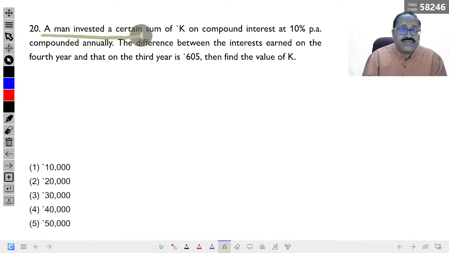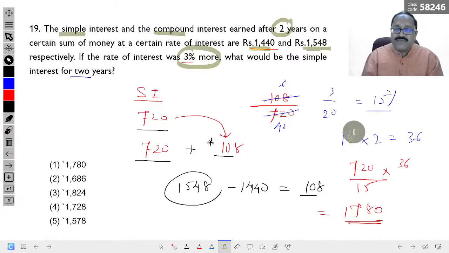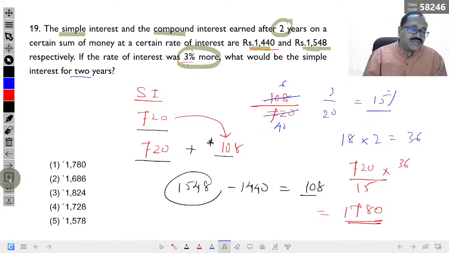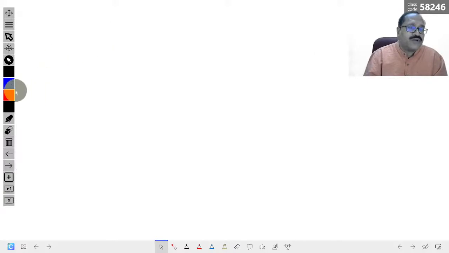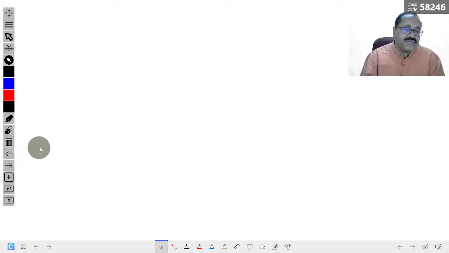A man invested a certain, okay, Pritam, how did you get 15%? Okay. प्रीतम, ये 15% हमने कहाँ से लिया है? इसको हम थोड़ी सी दूसरे स्लाइड में ले जाते हैं. आप देखिए, 2 साल के लिए, for 2 years, हमें SI दे रखा है, 1440, और CI दे रखा है, that is 1548. थोड़ी सी पीछे देख लेते हैं.